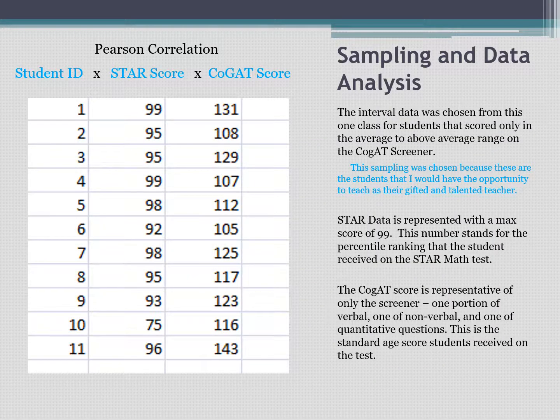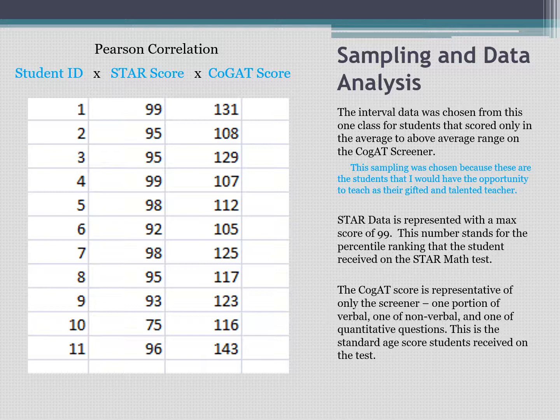So here it just shows how I set up the Pearson correlation. The first column would be student, like the student ID that I used to recognize which student I was talking about. Their STAR score would be the second column, and then their COGAT score would be the column farthest over.